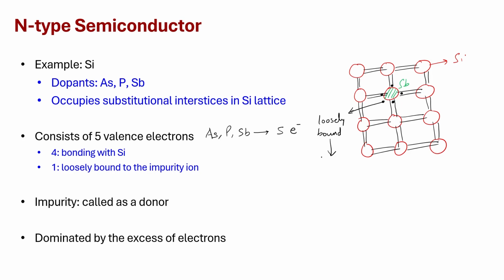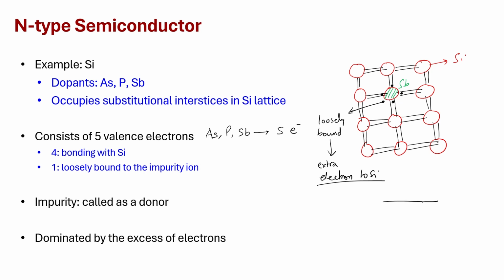This provides an extra electron to silicon. It is like the impurity donating an extra electron to silicon. That is why these +5 elements are called donors, and these electrons are the donated electrons.